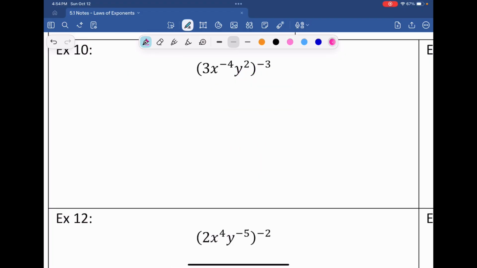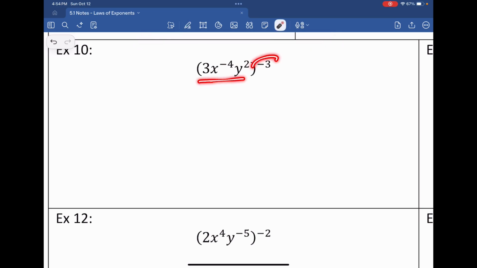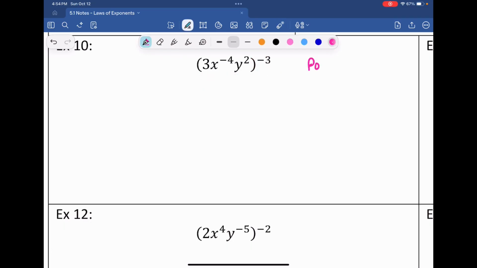All right, now simplify before doing any kind of negative exponents. So this whole thing is being raised to the negative 3rd power. So the first thing you have is power to power. That 3 is to the 1, so it's 3 to the negative 3. Then your x, that's negative 4 times negative 3, so that's 12, because power to power is multiplying. And you have your y, 2 times negative 3, negative 6.